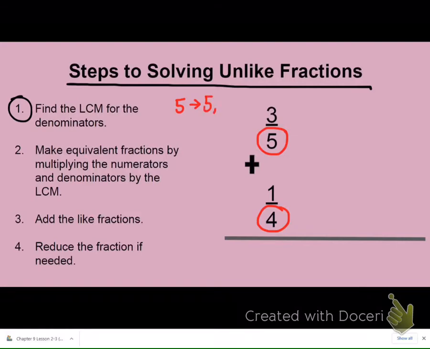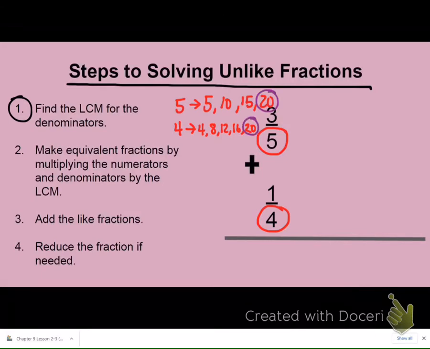So 5, 10, 15, 20, 25. Actually, I'm going to stop there at 20. And then our multiples for 4. I'm going to have to write a little smaller to fit this. I can do that. 4, 8, 12, 16, 20. All right, so you will notice there that we have 20 here and we have 20 here. So our LCM is going to be equal to 20.